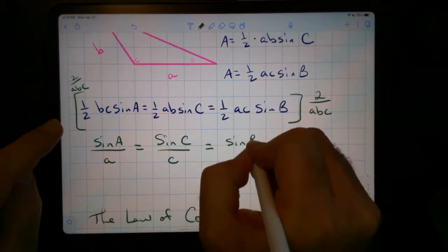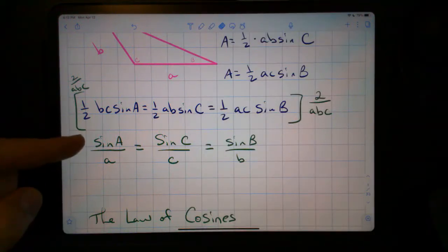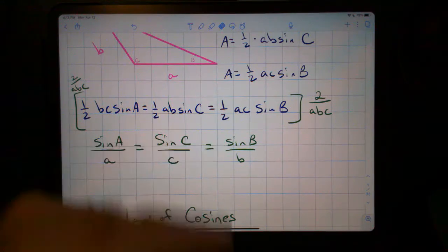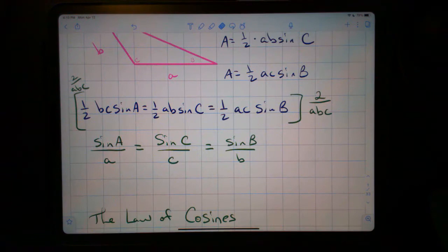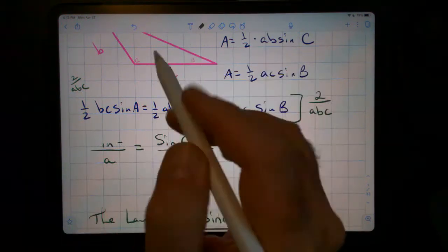similarly, we have, and that's your law of sines. This can also be written as the inverses: a over sine A is equal to c over sine C is equal to b over sine B. Law of sines. It's a very handy tool.